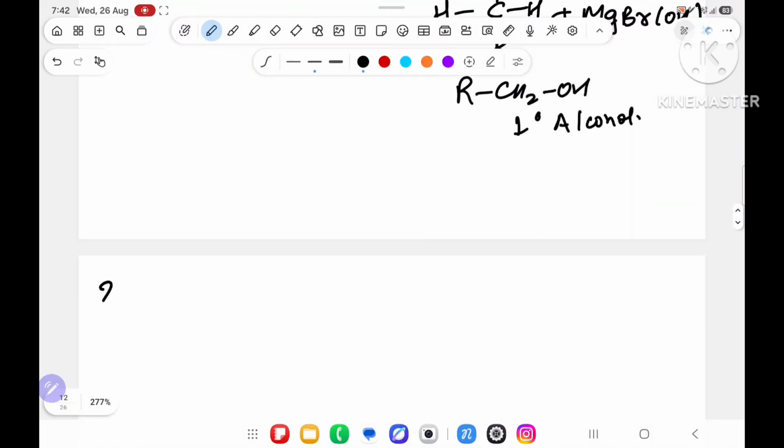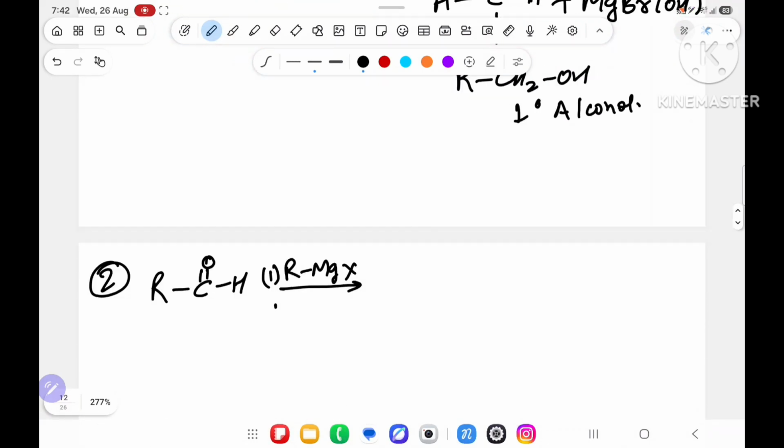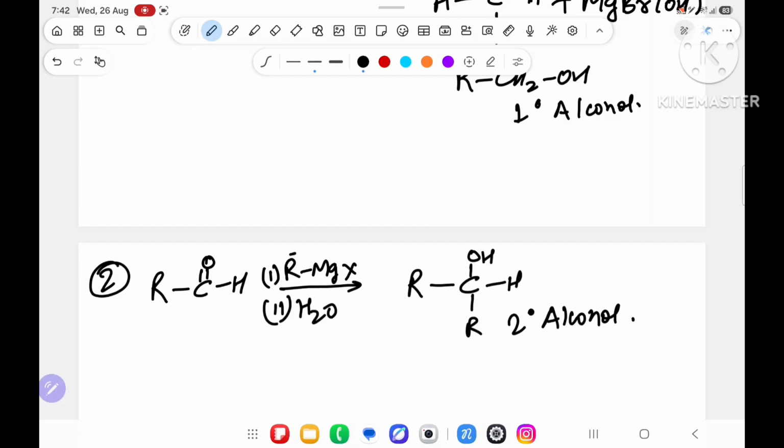Similarly, I will take another example. Suppose RC double bond O, H, and the same reagent RMgX. Now I will not dictate in 2 steps what happens. 1 step I have dictated. Second step I will take H2O. What will happen? R over here, OH will come over here, H, and the R over here will attack over here. So you will get 2 degree alcohol.